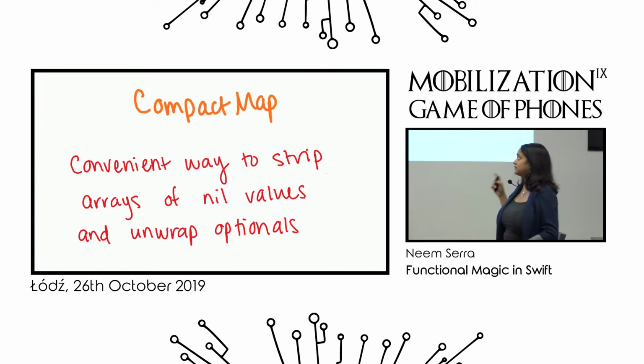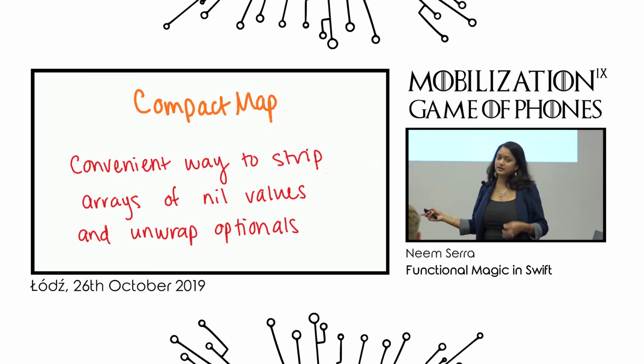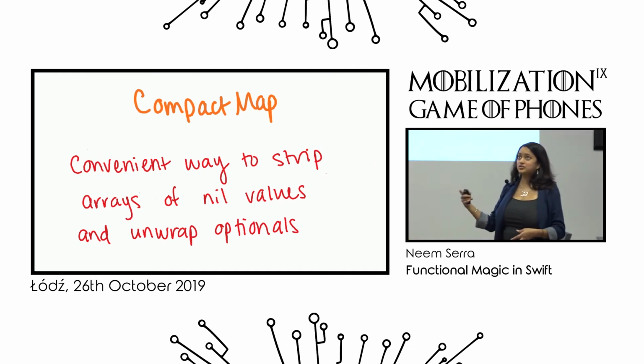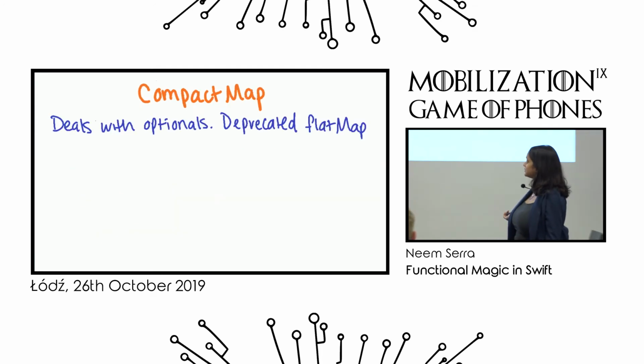Swift 5 actually came out with compact map values because you couldn't do compact map on dictionaries. Compact map values will just take out all of the nil values. But let's go over an example of this.